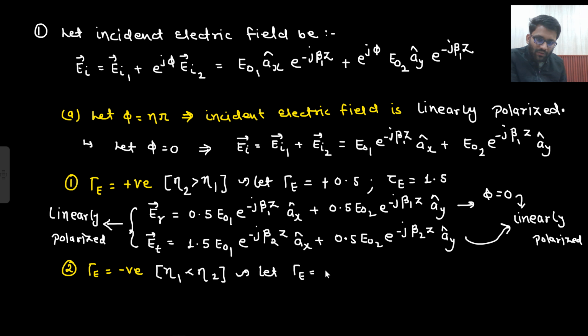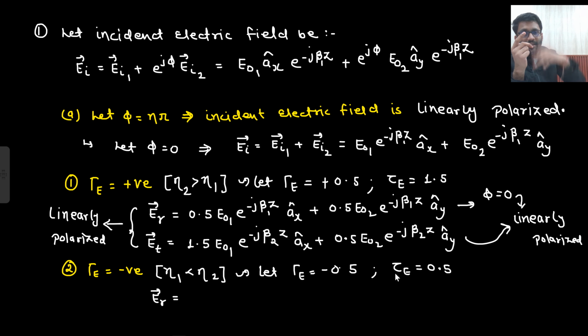Let the reflection coefficient be minus 0.5. But the transmission coefficient will always be positive only, because it is 1 plus the reflection coefficient, that is 0.5 only. So let's write down the reflected electric field. If the reflection coefficient is negative, that means the electric field is changing its direction. The electric field which was dancing in x direction will dance in minus x, and the component which was dancing in y direction will dance in minus y.